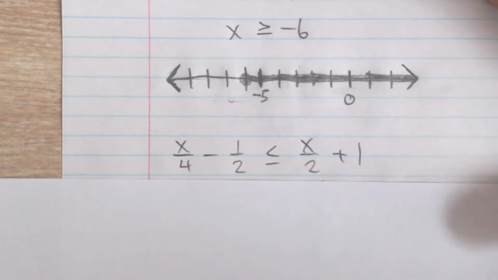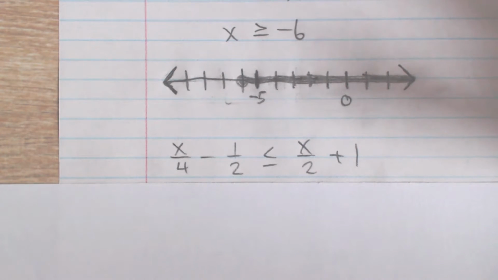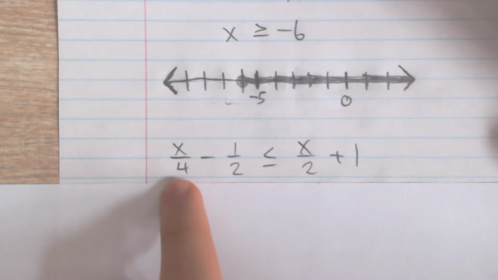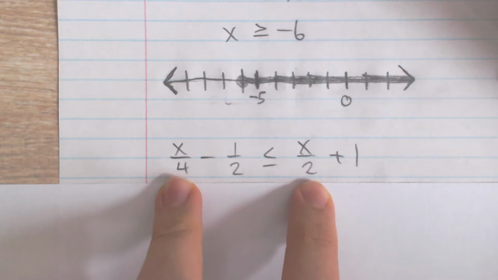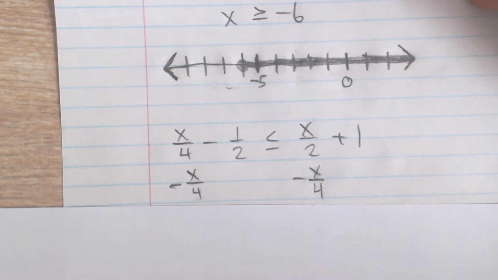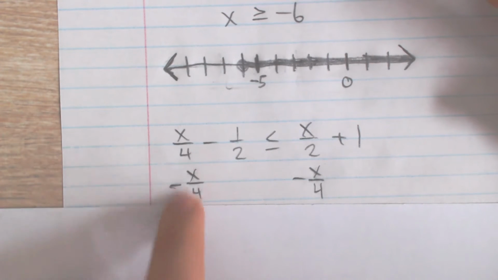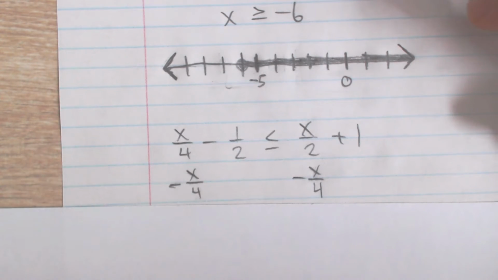Now, a slightly different way is working with fractions. I copied the original inequality here. Instead of clearing fractions, we can just isolate x. So here I'm going to subtract x over 4 from both sides, because I want to move the x terms to the same side. On the left, it cancels out, so I just have negative a half.